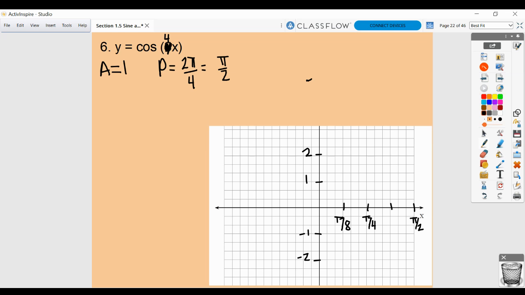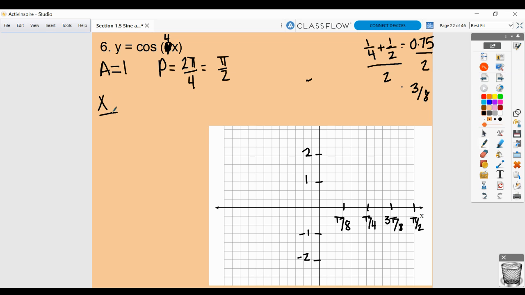What's between 1/4 and 1/2? If you aren't sure, you can add, you can get the average. So 1/2 plus 1/4 is 0.75. Divide that by 2. You end up getting 3/8. So this would be 3 pi over 8.